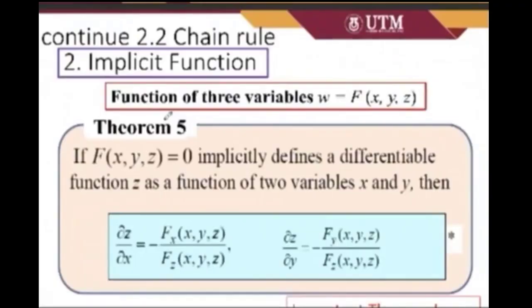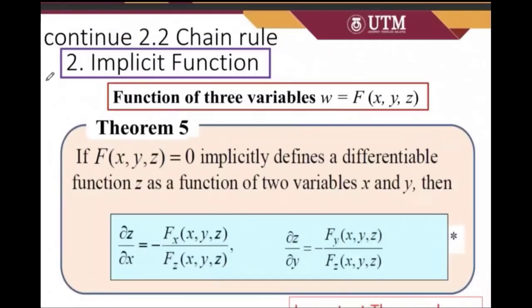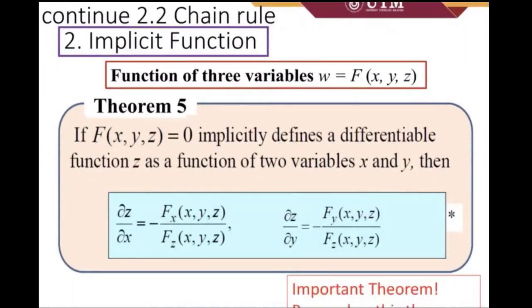Okay, so function of three variables. This is also an implicit topic. If we talk about function of three variables, you have to remember two formulas. But don't worry, class. The tip is you just remember, like I said, you do cross right there. Okay, so if capital F(x, y, z) equals 0, it implicitly defines a differentiable function.